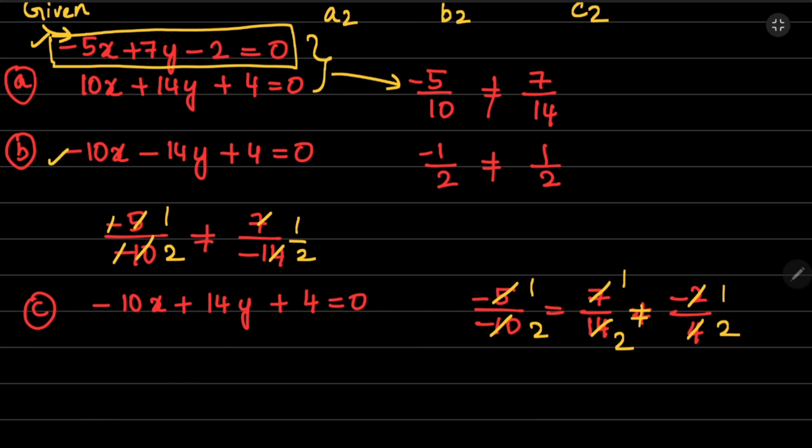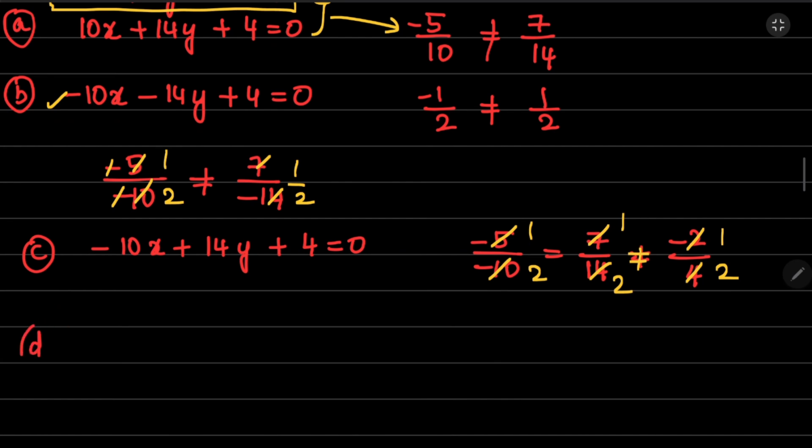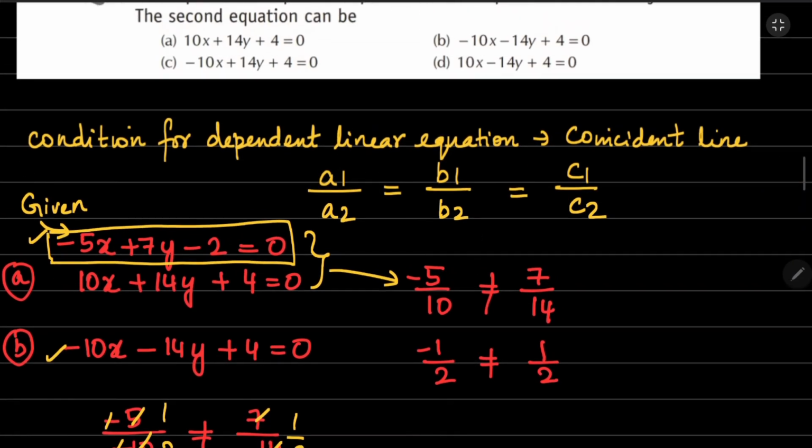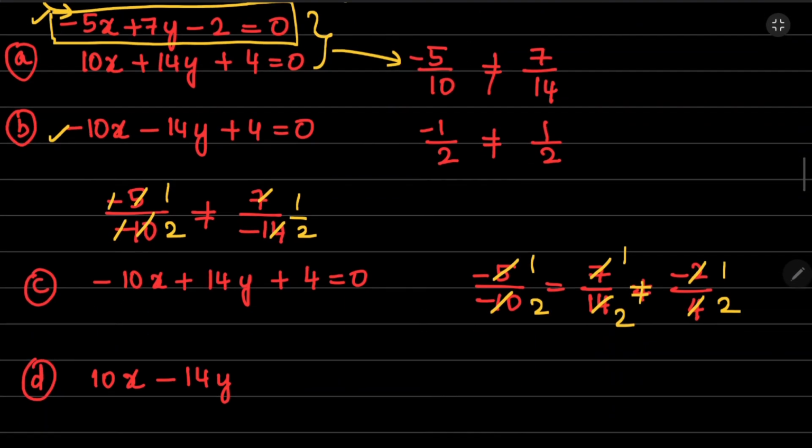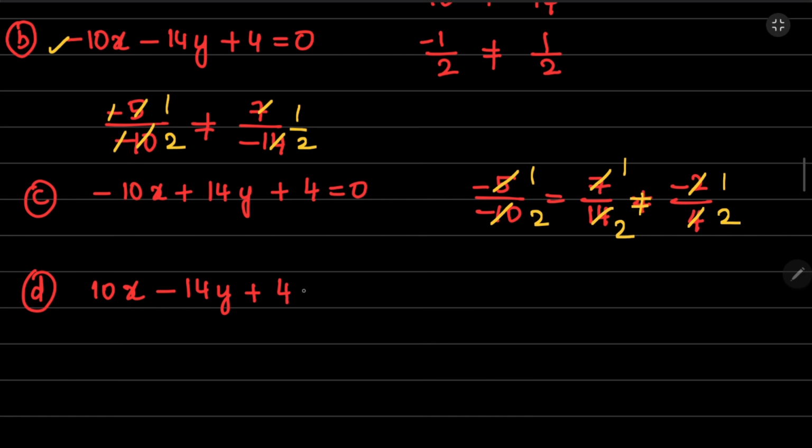So this is not equal. So again, option C cannot be the right answer. Now let us check the given first equation with the third one. That is 10x minus 14y plus 4 equal to 0.